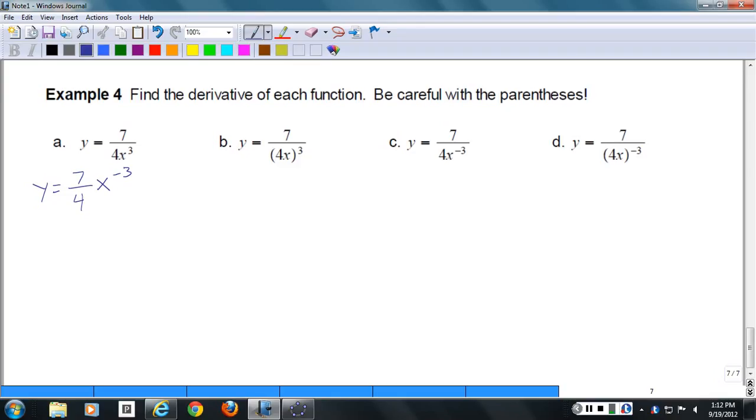The next one, y equals, well, the 4x is cubed, so we've got to go ahead and clear the parentheses. 7/64 x cubed. So a little bit different, but not too much different. Y equals 7/64 x to the negative 3. Then we can take the derivative of that.